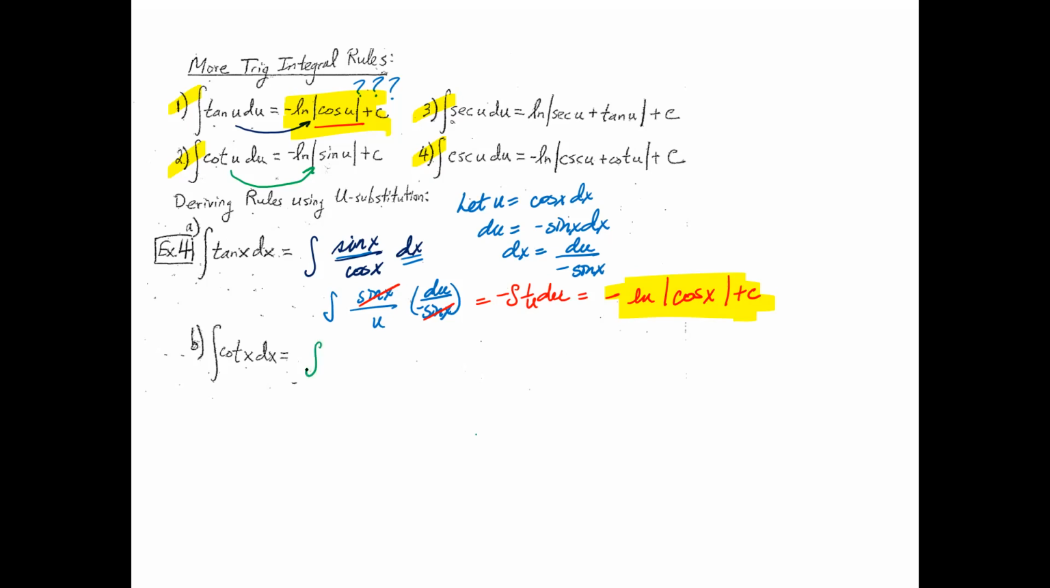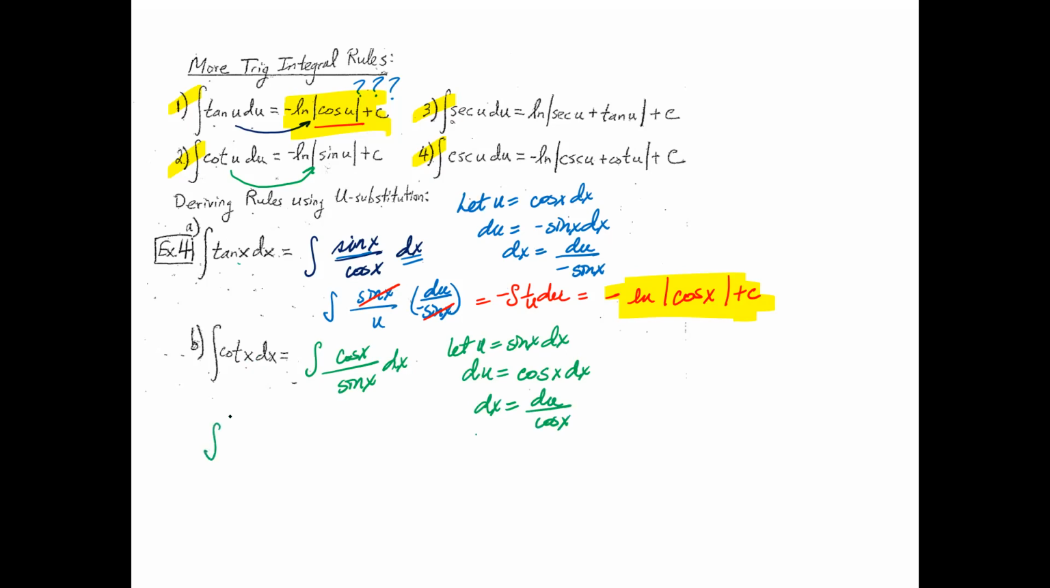All right, so another way of writing cotangent. Remember, this is just a reversal of tangent, it is cosine x over sine x dx. So with this one, let's say u equals sine x. Du is going to be cosine x dx. So then dx equals du over cosine x.